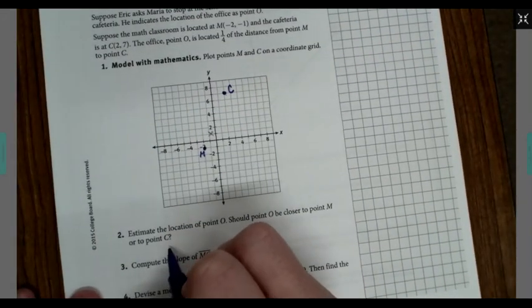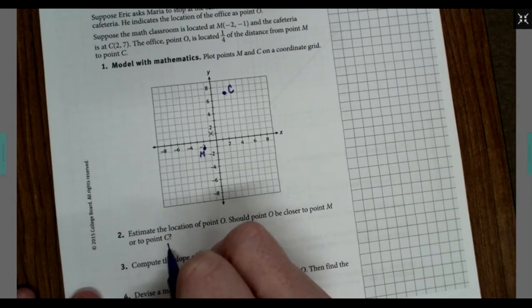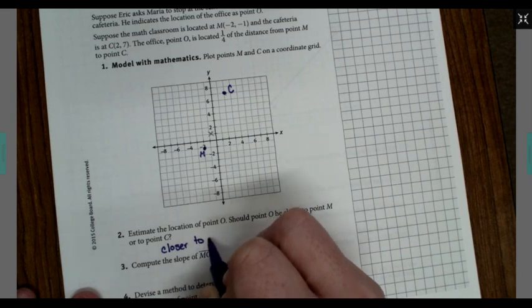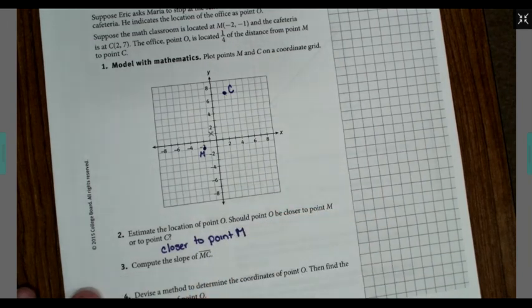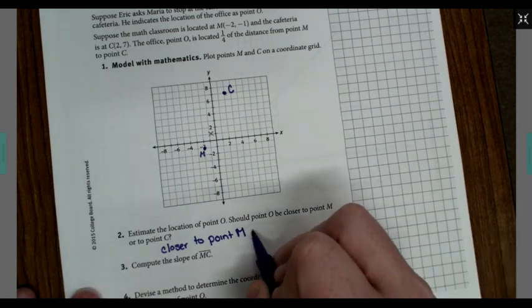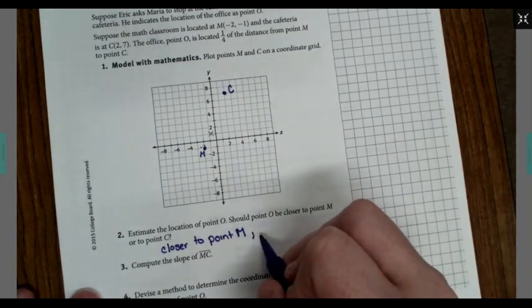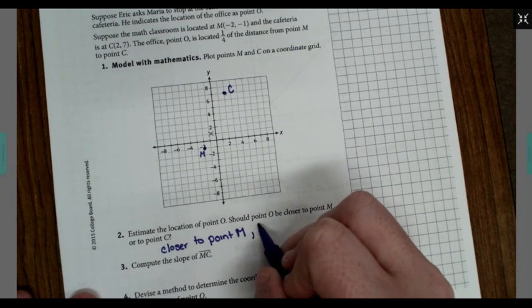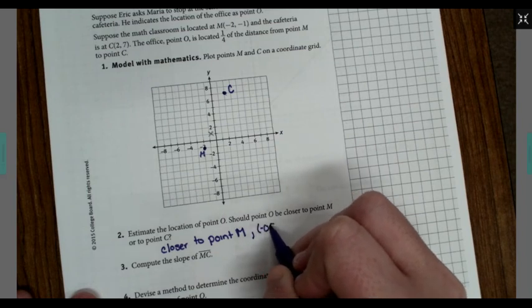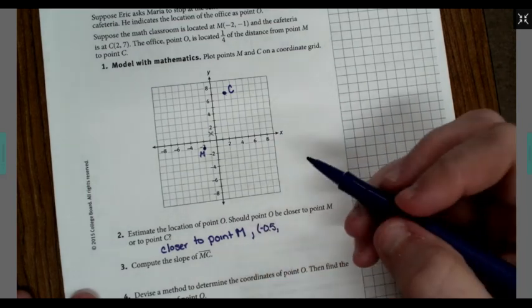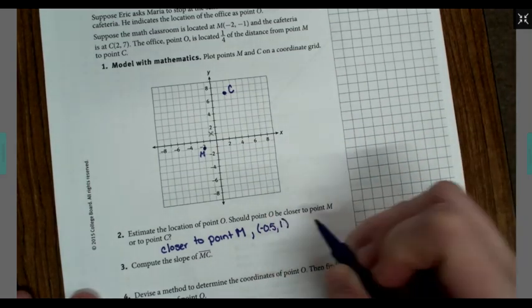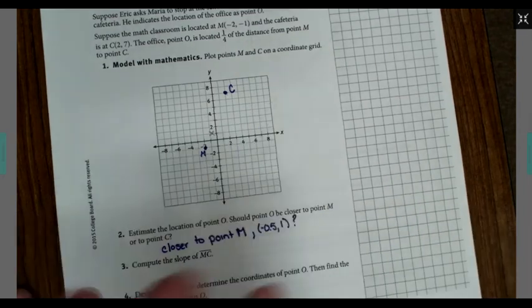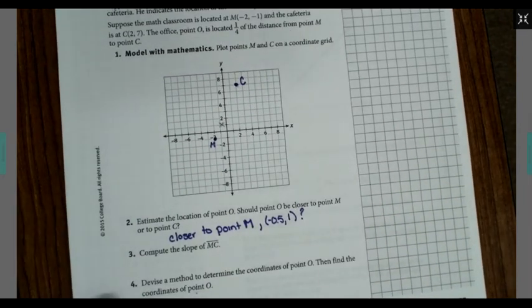Okay. So I'm going to say that I think it should be closer to point M. And I'm going to say, looks like I got about -0.5, probably, possibly a +1. Now, this is just a guess, okay? I'm not expecting this to be exact.